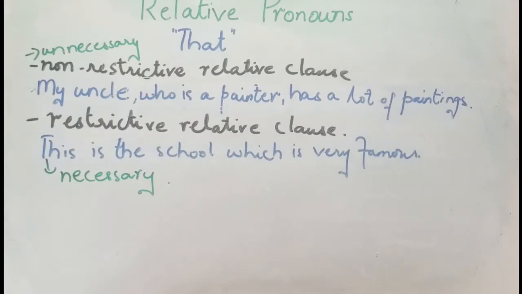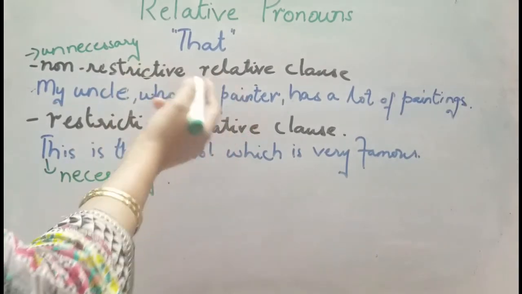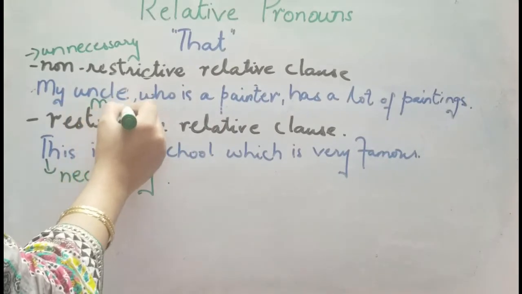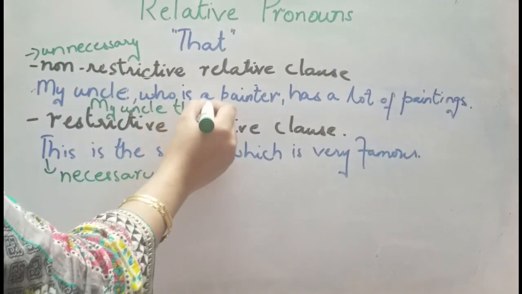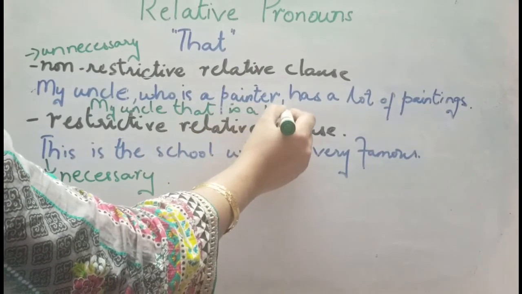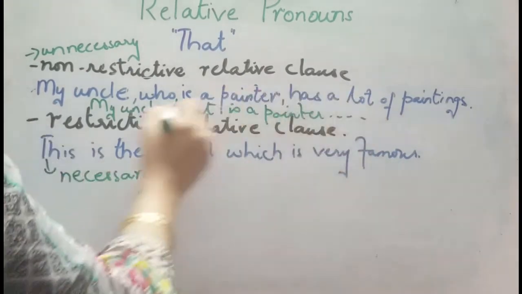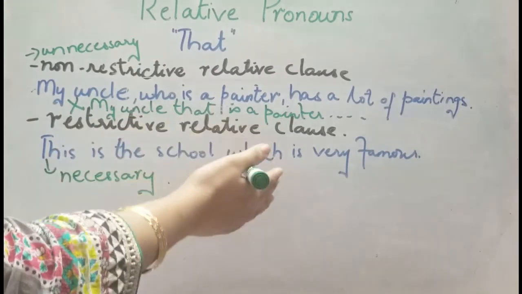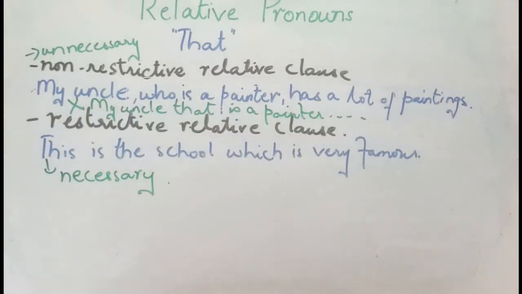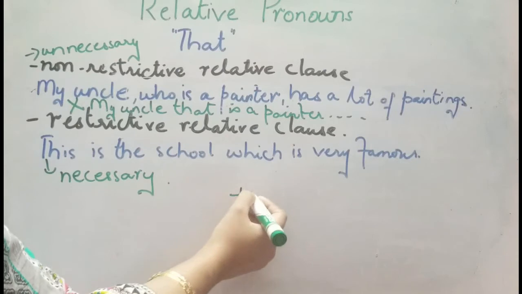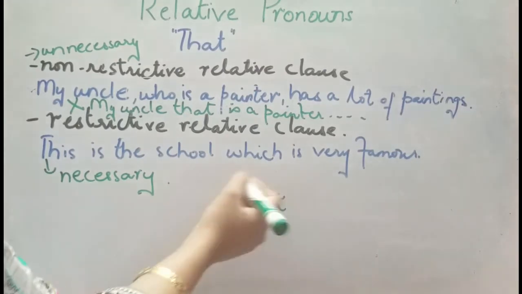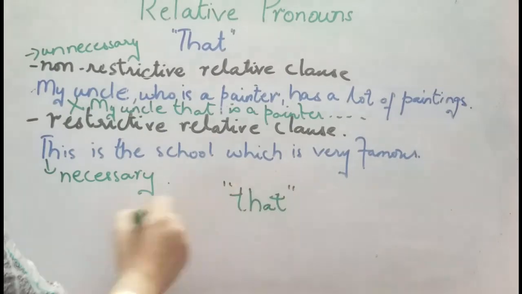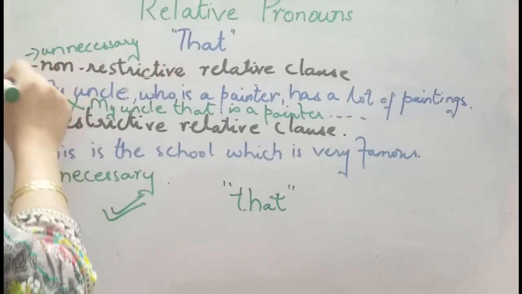This is grammatically incorrect when you say my uncle that is a painter has a lot of paintings, whereas over here you could easily say this is the school that is very famous, or this is the garden that has beautiful flowers. So which and who can be replaced with the term that. Over here you can use it, but over here you cannot use that.